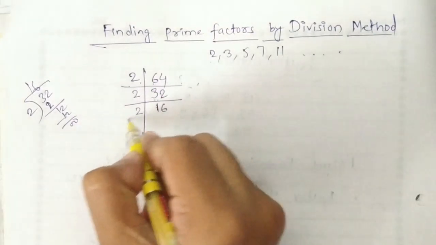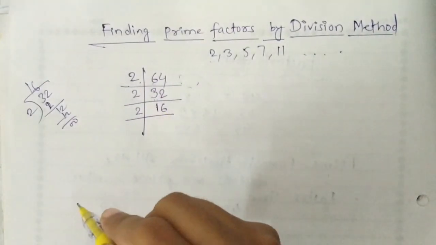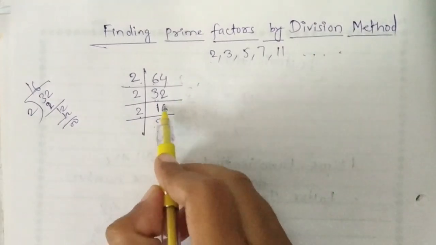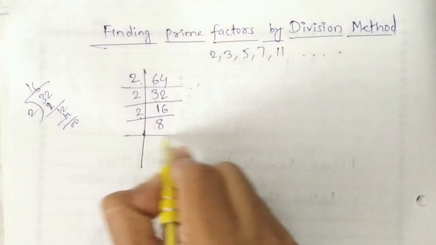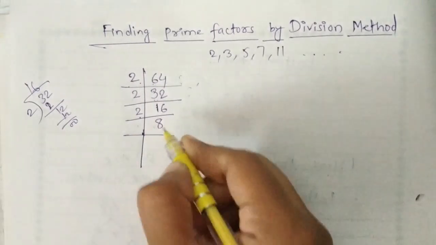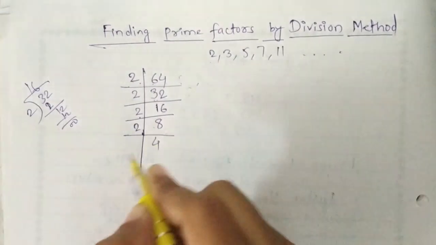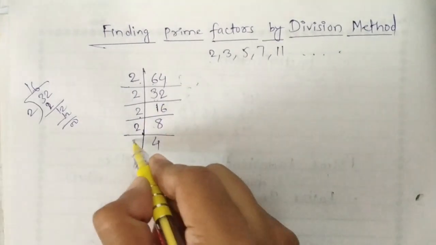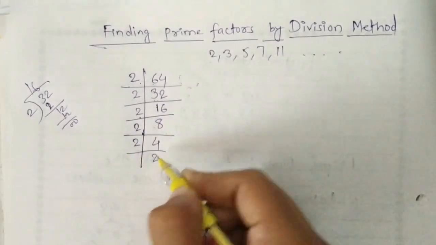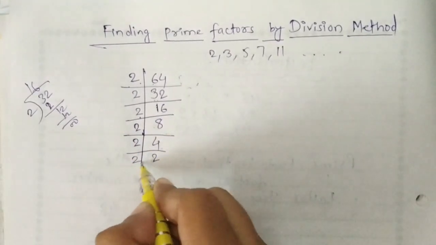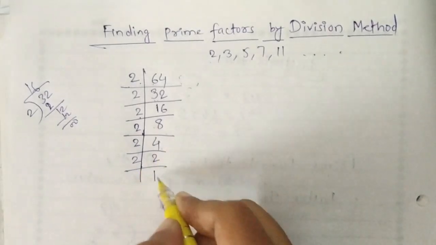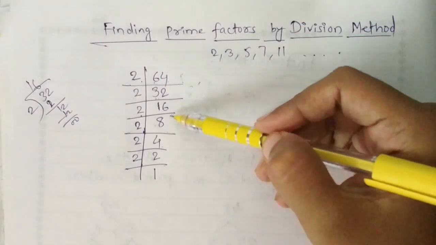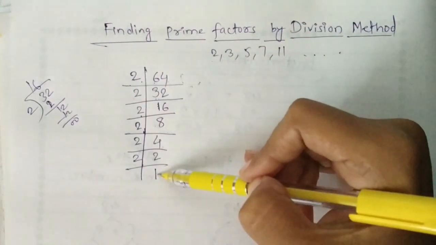Then again 2 I'll choose. 16 comes in the table of 2. 2 8s are 16. Again I can continue it in a line. 2 4s are 8, I'll take. I need to continue till 1 comes. Again 2 2s are 4. And lastly 2 is divisible by itself. 2 1s are 2. So here I will stop my division method because I reached 1.